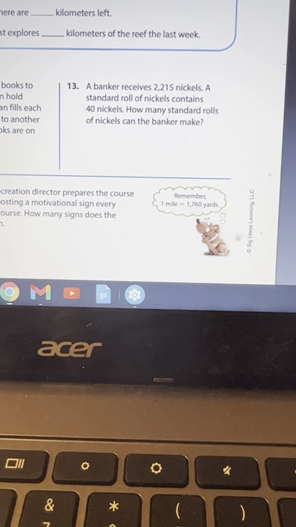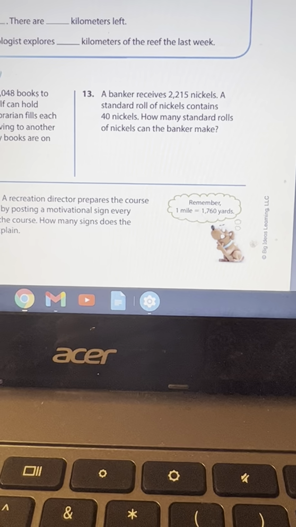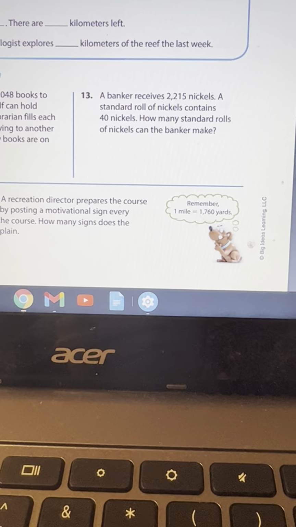What is that number? 13, a banker receives 2,215 nickels. A standard roll of nickels contains 40 nickels. How many standard rolls of nickels can the banker make? Obviously we are dividing. If I have extra nickels, I'm not going to be able to put them in the container, because I want to know how many rolls, like how many are completely filled. Okay, get that one.